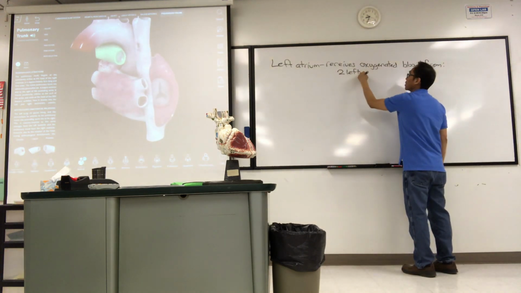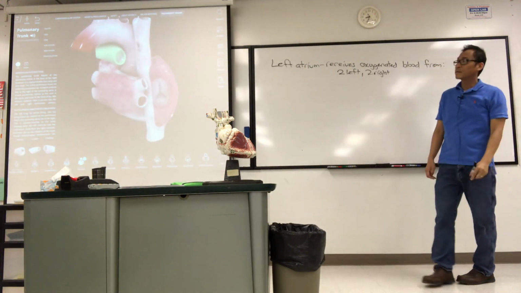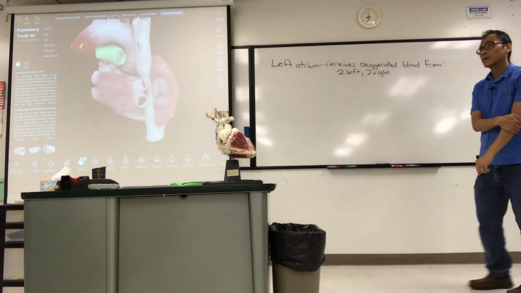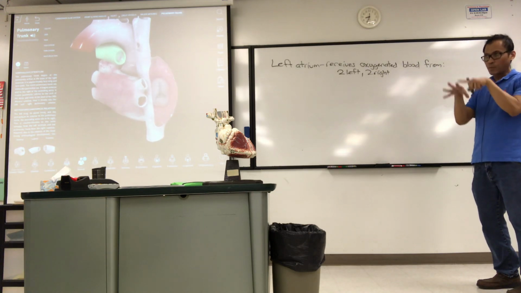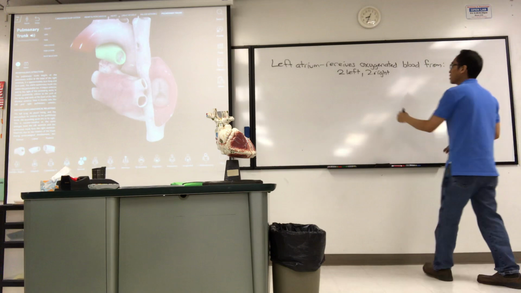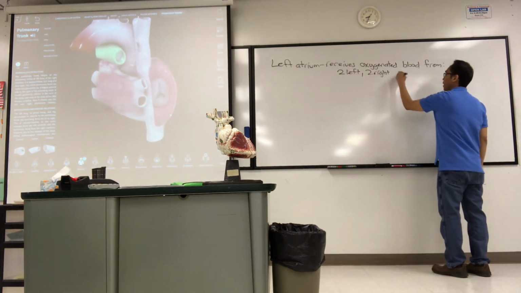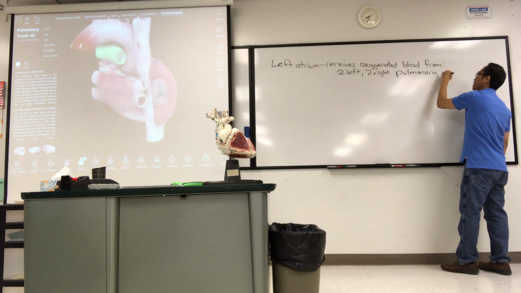Yeah, question? Yeah, so the pulmonary valve brings the oxygenated blood into the lungs. No, it brings it into the pulmonary trunk. The pulmonary trunk will branch out and then bring it to the lungs. Okay, let me see if I can show you that. For now, we have 2 left, 2 right pulmonary veins.